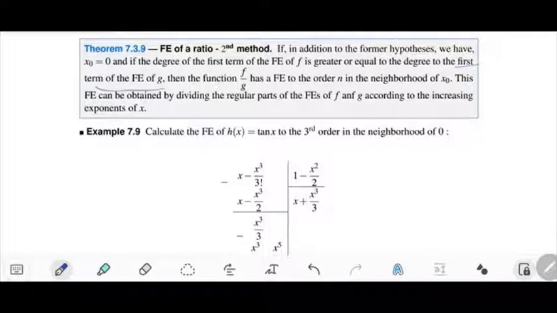So for example, if I want to recalculate the expansion of tangent x here, the method is the method of division, Euclidean division, but according to the increasing exponents of x. What does it mean? If I want to calculate the expansion of tangent x, I will use this method. I will put in here, of course, the expansion of the numerator, and in here the expansion of the denominator. So here it's sine x and here is cosine x, and then be careful that I put both expansions in the increasing exponents of x and not in the decreasing exponents of x.